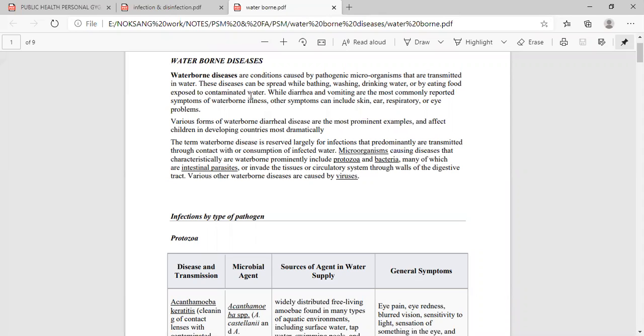Okay, especially foods that are prepared outside, junk foods. Many of the waterborne diseases are spread through all of this. Then diarrhea and vomiting are the most commonly reported symptoms. Okay, diarrhea, you all know what diarrhea is. Diarrhea means loose watery motion. So the loose watery motion and vomiting are the main signs and symptoms of waterborne disease.